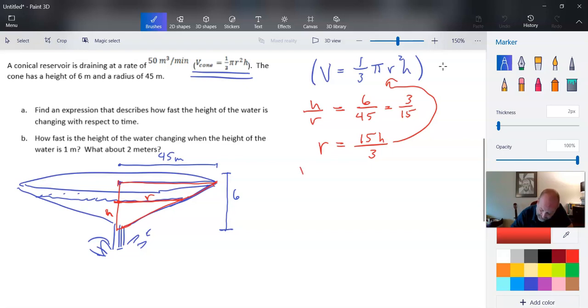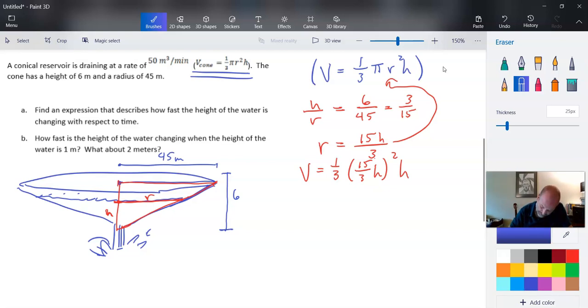So that means we're changing this to V equals 1/3 pi times, well, r is 15/3 of h, so that means we're going to be multiplying 15/3 h squared times h, right? Because this is r. So what I just did is I found a way to substitute out the r, so I have all h's.